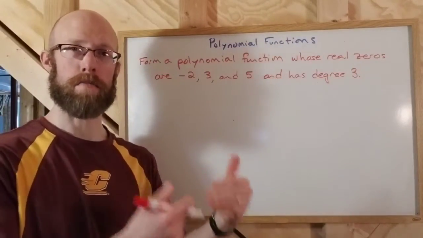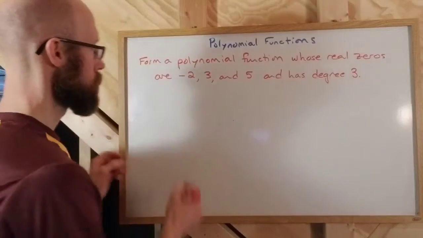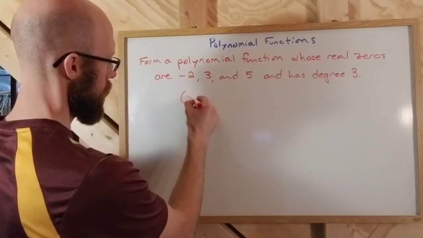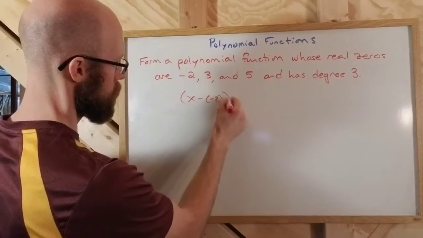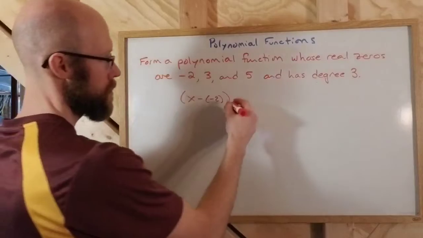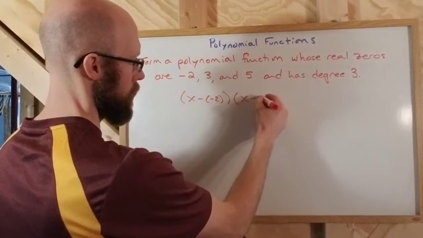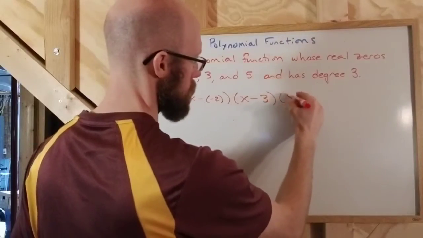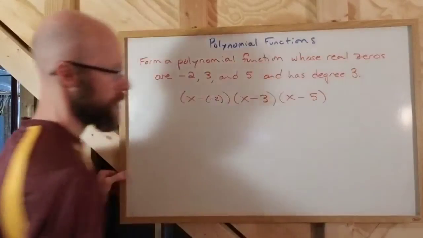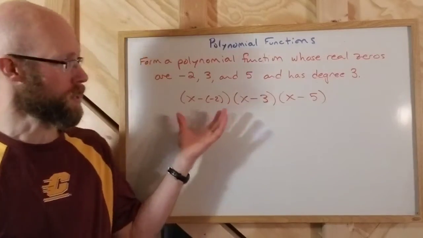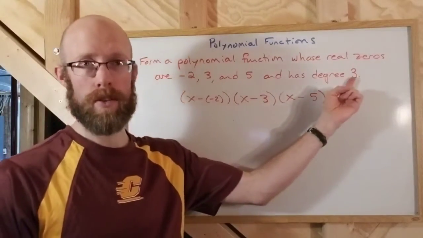It's going to be x minus that number. So the first number here is -2, so x minus -2 is my first factor. 3 is the next real zero, so x minus 3 is a factor, and 5 is a real zero, so x minus 5 is a factor. Now I would simplify this and then simply make sure that my degree is 3.